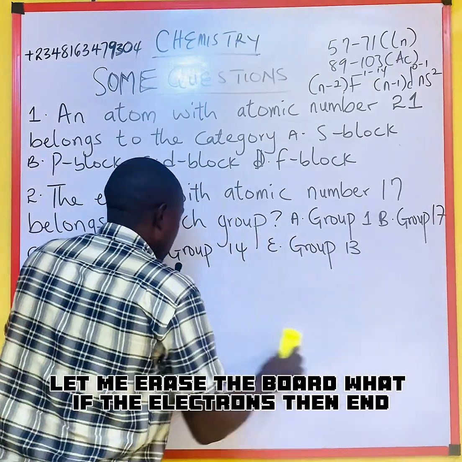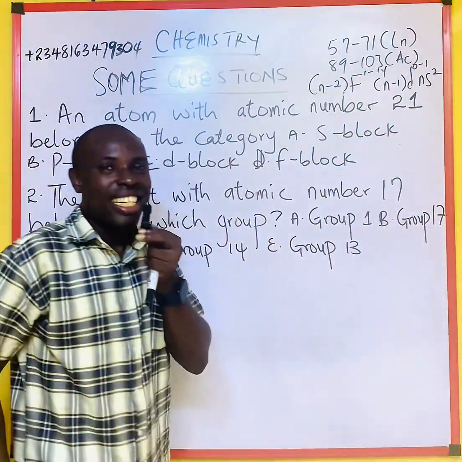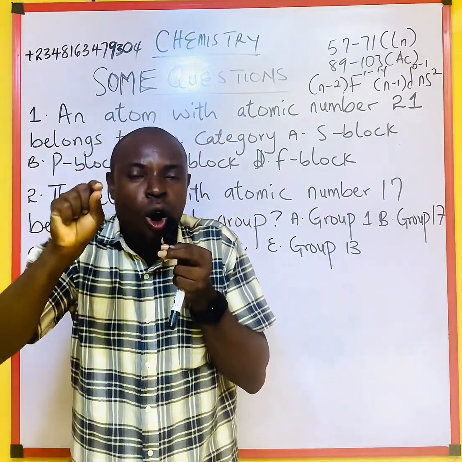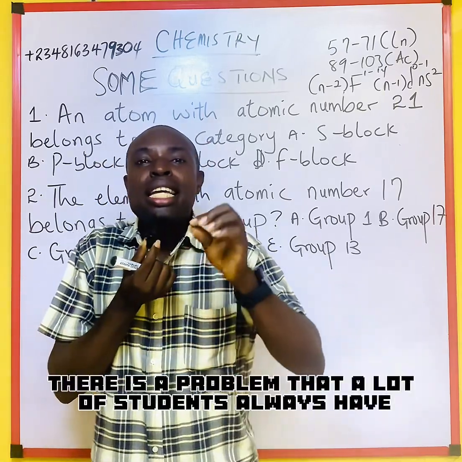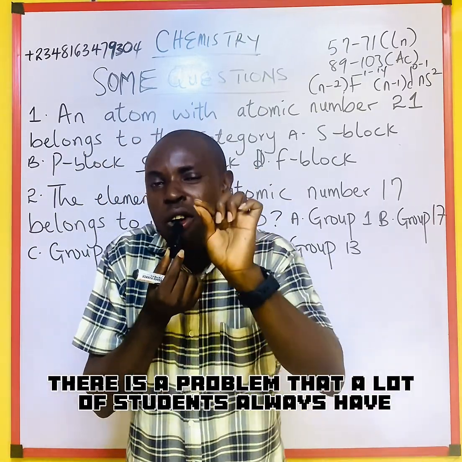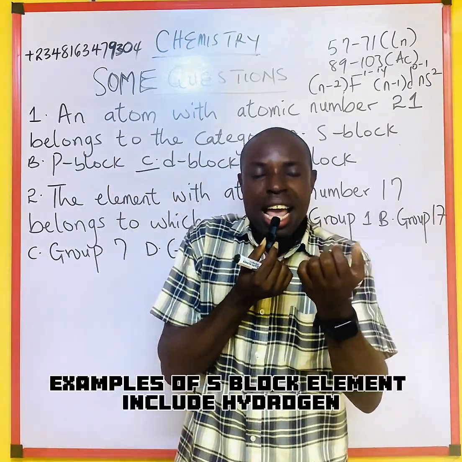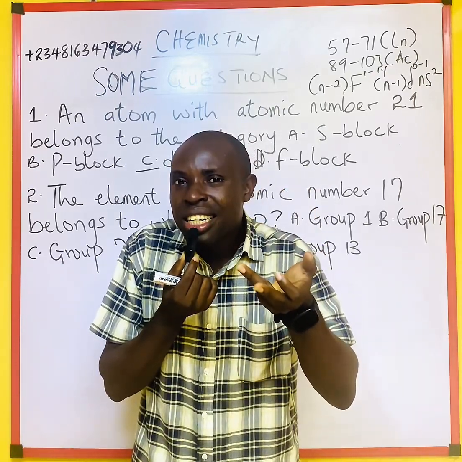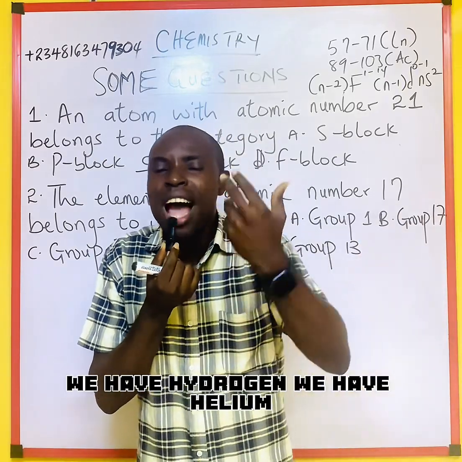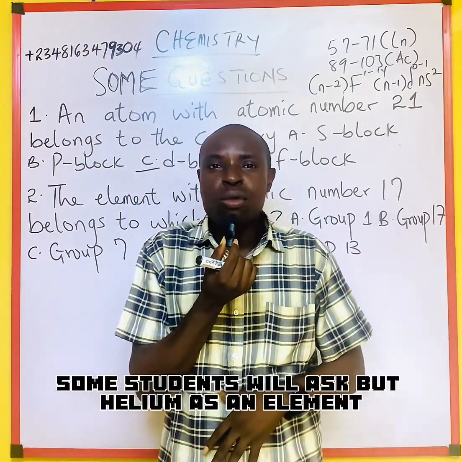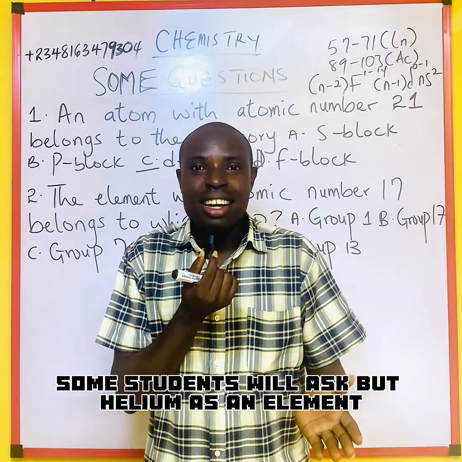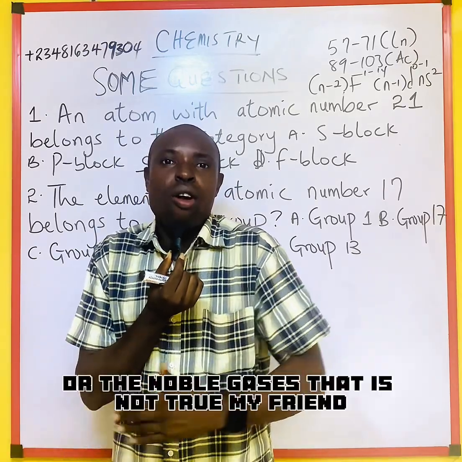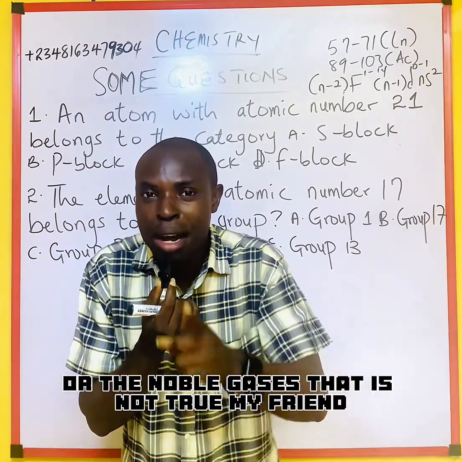What if the last electron ends in the p orbital? But before then, there is a problem that a lot of students always have. Examples of S block elements include hydrogen. In addition to group 1 and group 2, we have hydrogen and we have helium. Some students will ask, but helium as an element falls under group 18 or the noble gases. That is not true, my friend.